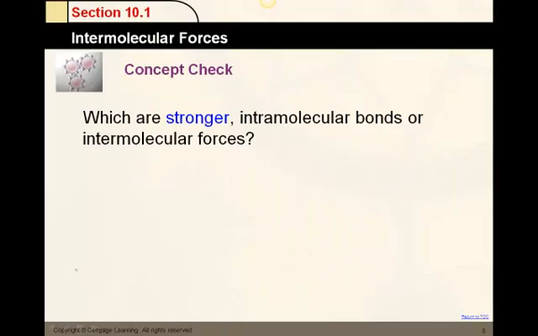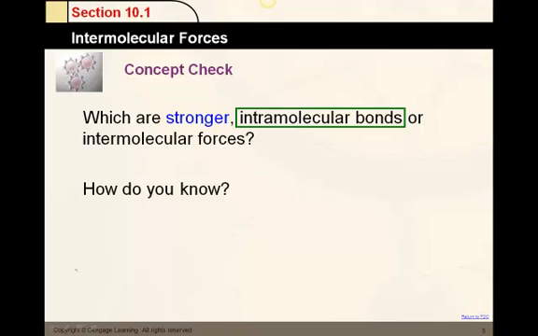So let's have a concept check that they say. Which are stronger, intramolecular bonds or intermolecular forces? How do you know? Intramolecular bonds are always stronger because they're forces within a molecule. Forces within a molecule are always stronger than those between.